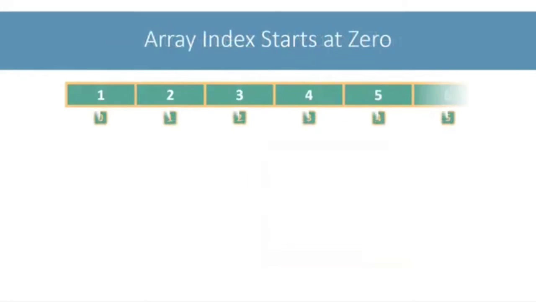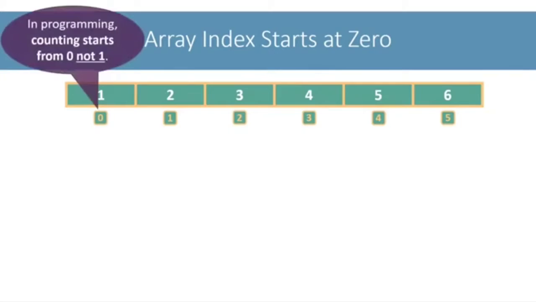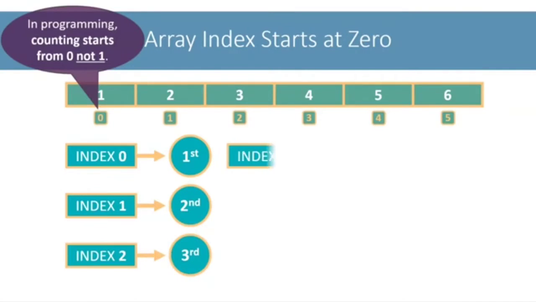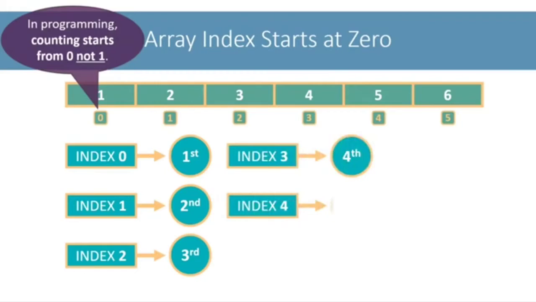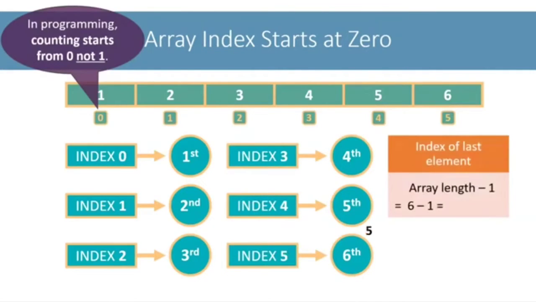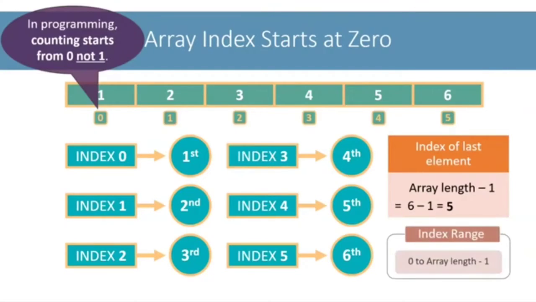Notice that the first index in the array is 0. In programming, we start counting from 0, not 1. It means that value at index 0 is the first item of the array, value at index 1 is the second item of the array, value at index 2 is the third item of the array, and so on. Index of last element of the array is the length of the array minus 1. So, the index of the array ranges from 0 to length minus 1.